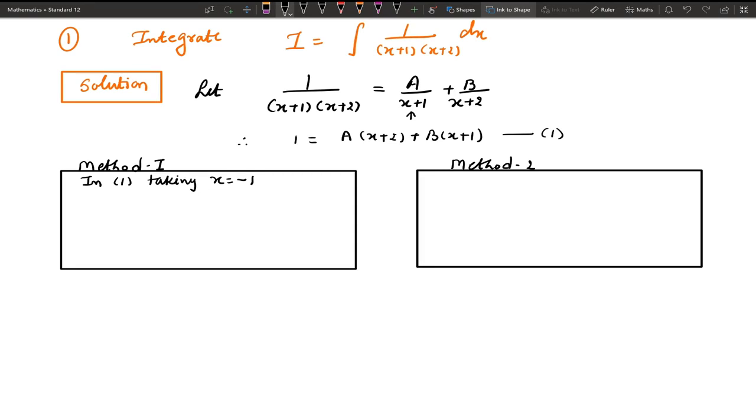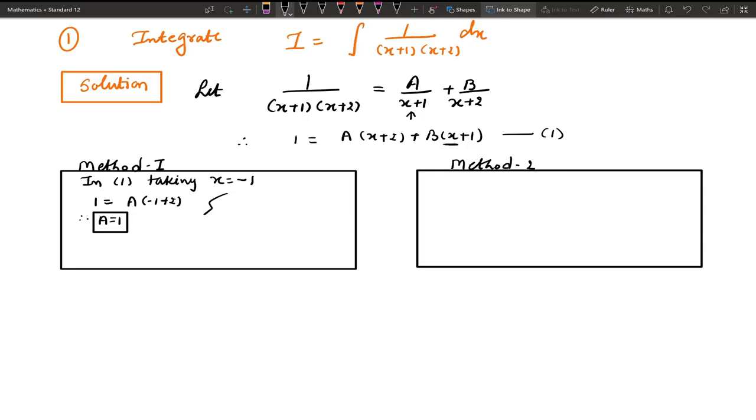So in equation 1, when we take x equal to minus 1, the left hand side is 1, and the coefficient of b will be 0 when we put x equal to minus 1. So a into (x plus 2), with x equal to minus 1. On simplifying we will get a equal to 1.